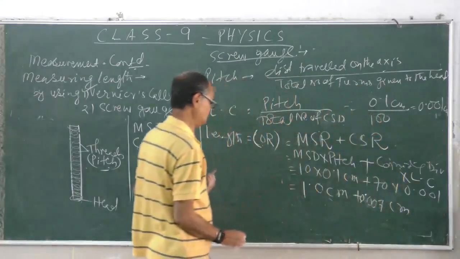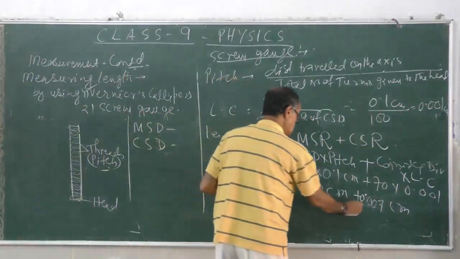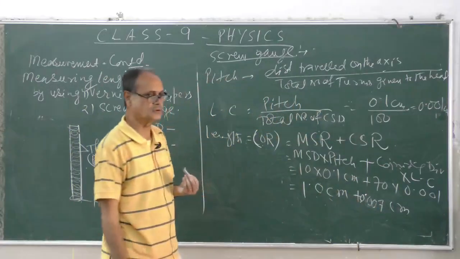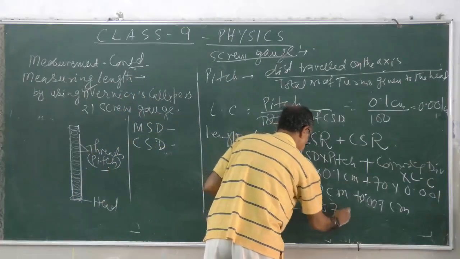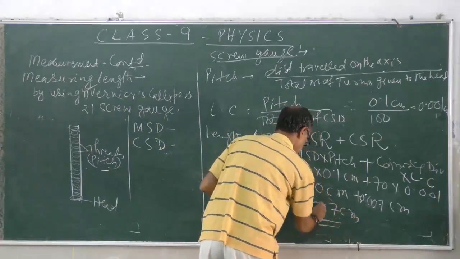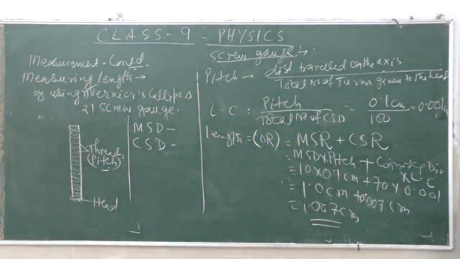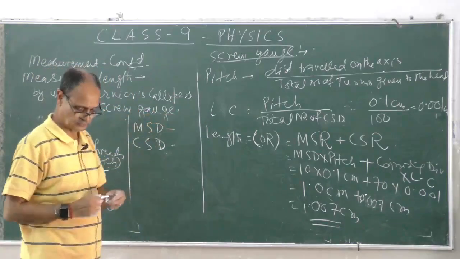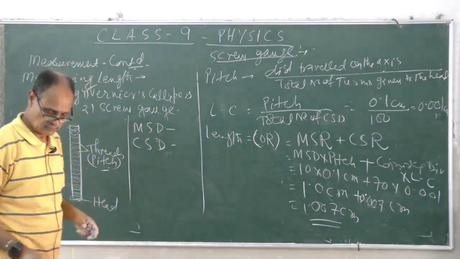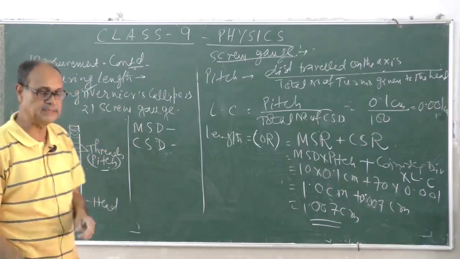to 3 places of decimal. So you are getting a complete value by adding these two: 1.007 centimeter. This is more precise. You are getting 3 places of decimal. That means its degree of accuracy is 1/1000. That is the advantage of what? Circular scale divisions.